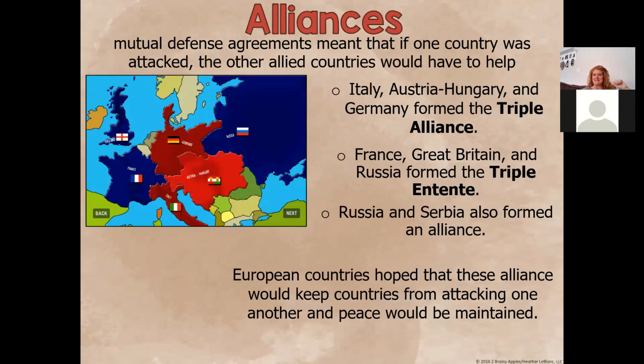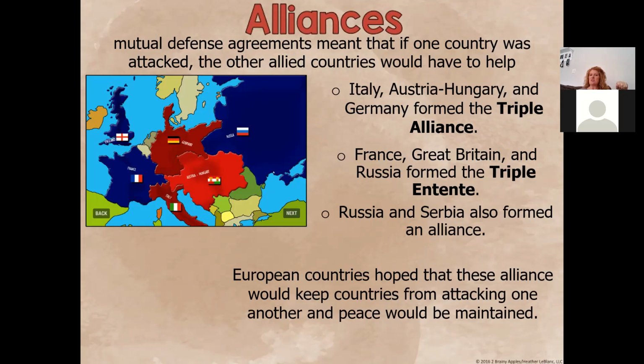Okay, so these alliances, these start before the war. These are not alliances that came about because it's war and you picked a side. They're actually really the root cause of why it was a world war. So it's a mutual defense agreement that if one country is attacked, we will be right there to help you.